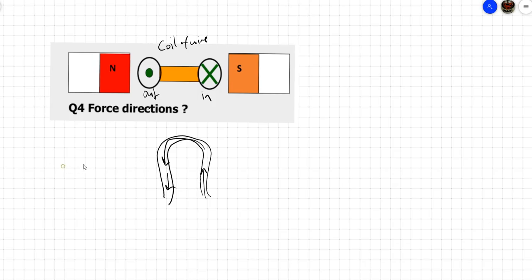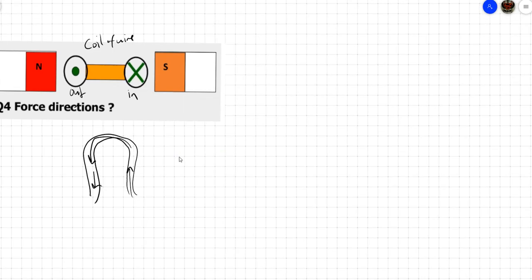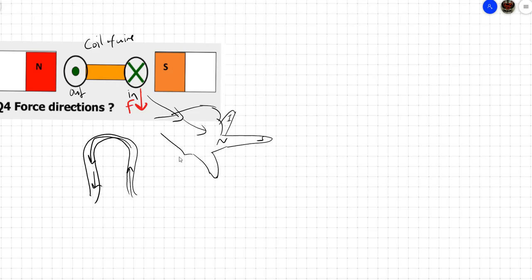Let's do the cross one first. We have north to south. The current's going in, so the index finger is pointing in. With the index finger pointing in, the thumb points down in this case. So something like this. Therefore the force moves down. F moves down.